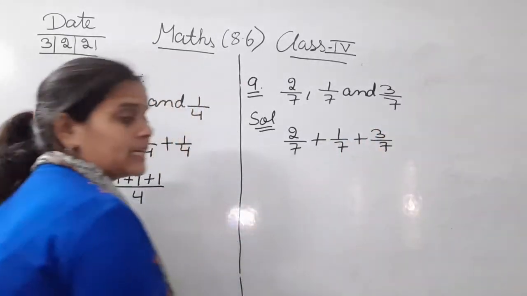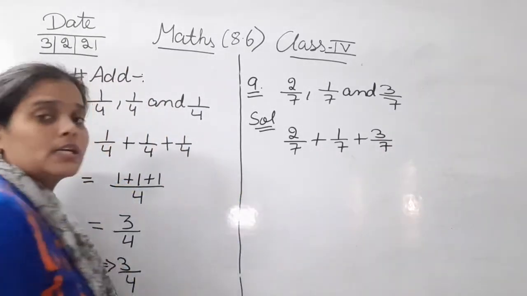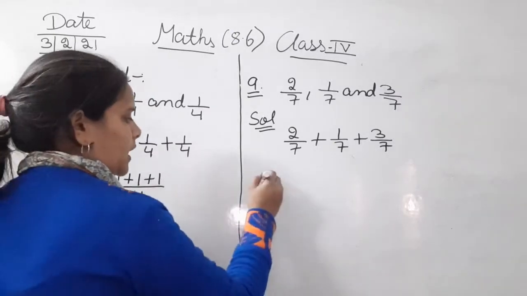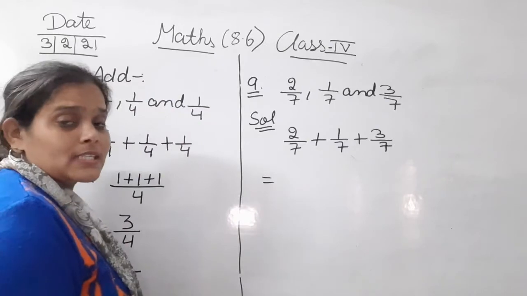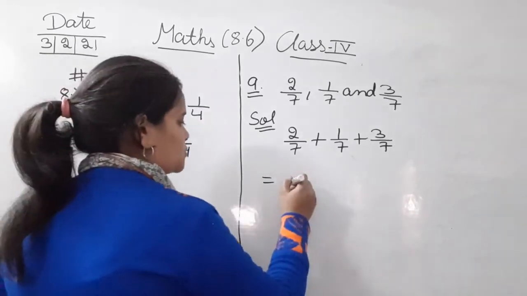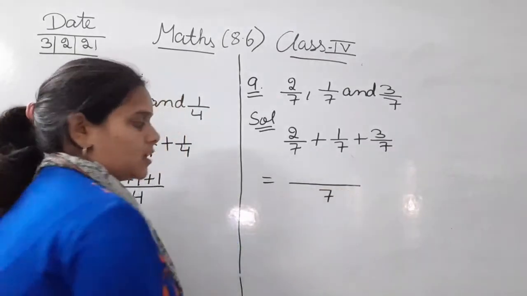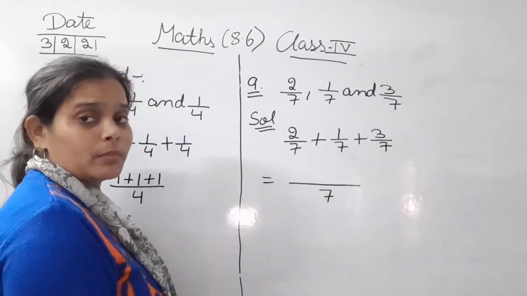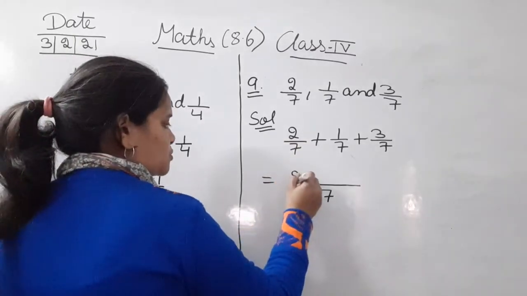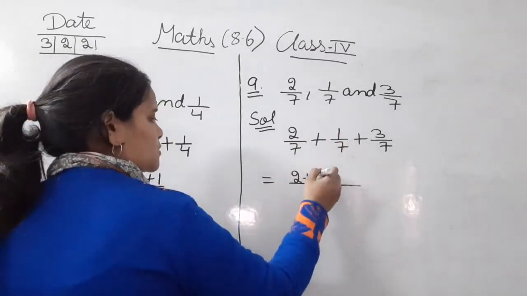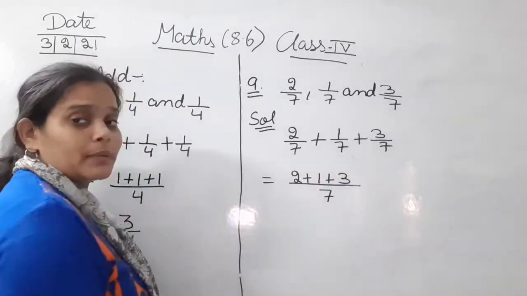So तीनों fractions हमने लिख ली. 2 upon 7 plus 1 upon 7 plus 3 upon 7. Okay, and these three have the same denominators, so that means that these are like fractions. So let's take the common denominator, that is 7. ठीक है, तीनों का हमने common denominator ले लिया 7. So let's write the numerators. The first is 2, second is 1, third is 3. 2 plus 1 plus 3.